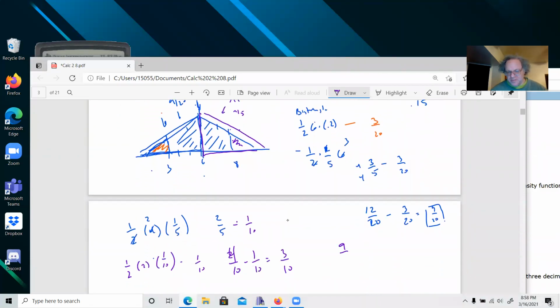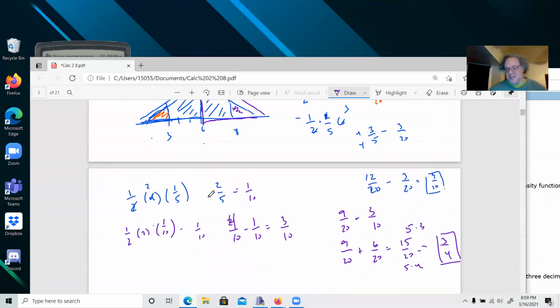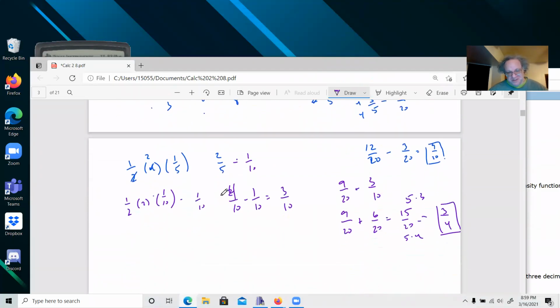Just got to add them, right? We have 9/20 plus 3/10. So 9/20 plus 6/20, 15/20, and I think we can cast out a 5 here. So that's going to be, right, this is 5 times 3, so 3. This is 5 times 4, 3/4. Okay, beautiful. All right, that was just a lot more work than my little example problem minutes do.